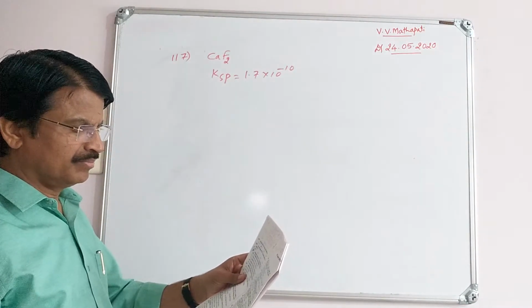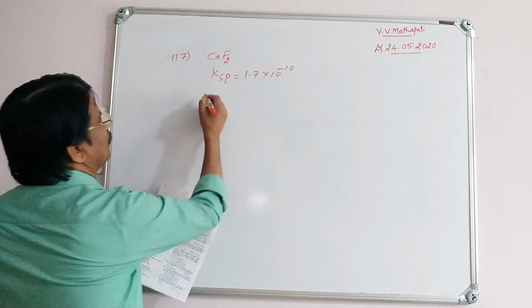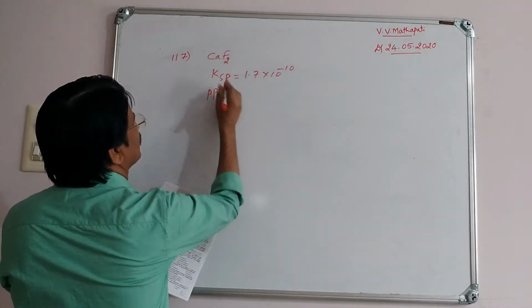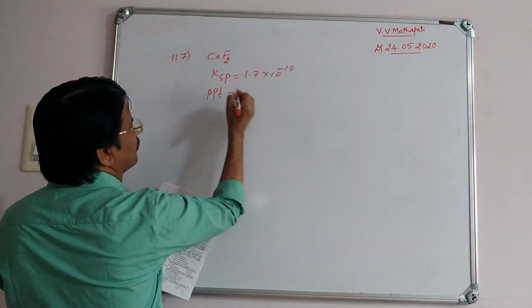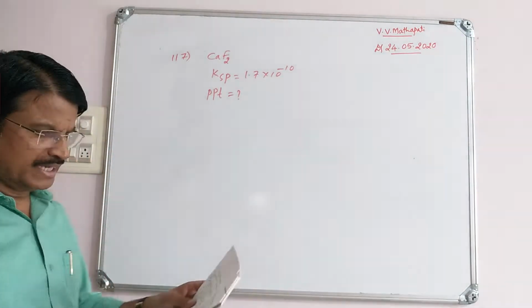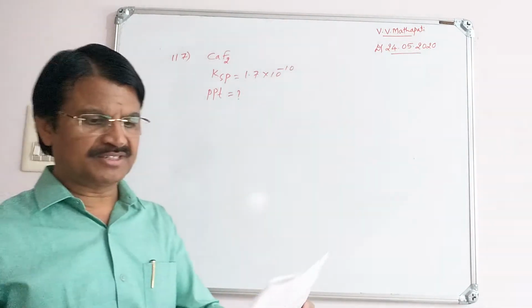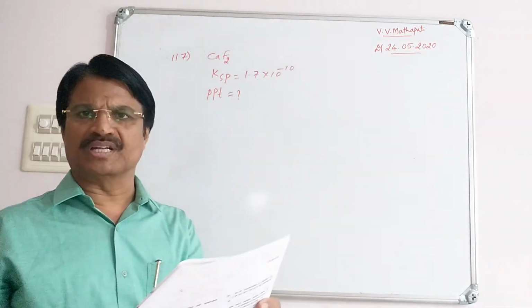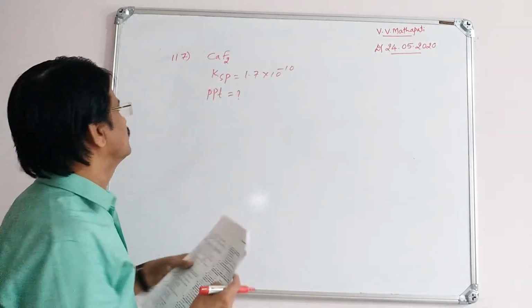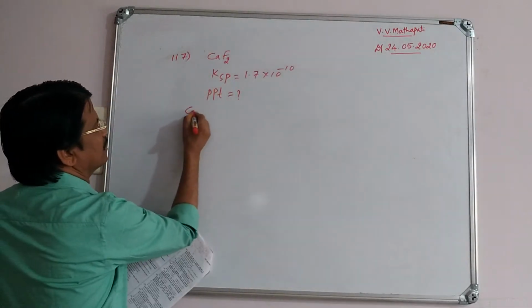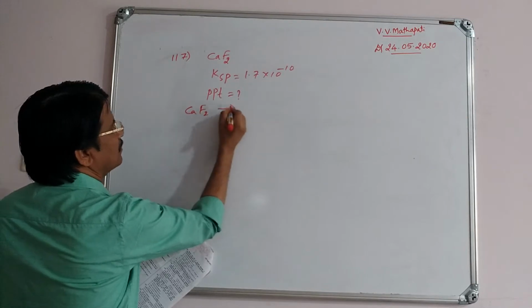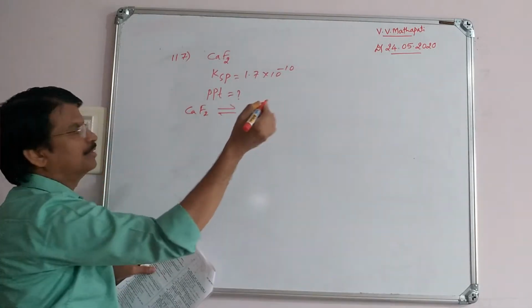Then, precipitation of CaF2 will occur when? They give different options, with different values given with respect to concentrations. But CaF2 we can write like this. In a solution form, there is an equilibrium.